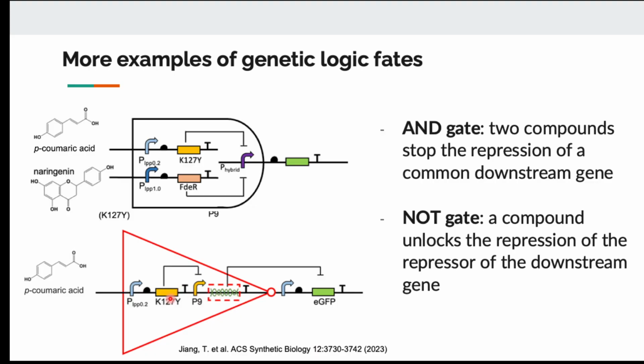Instead of having K127Y directly repress the GFP protein, K127Y is going to repress this non-coding DNA that in turn can bind to the GFP messenger RNA and stop it from being translated. So these are just examples that show you that you can apply any conditions using any number of compounds to create a genetic circuit that you can control with the concentration of your compound of choice.